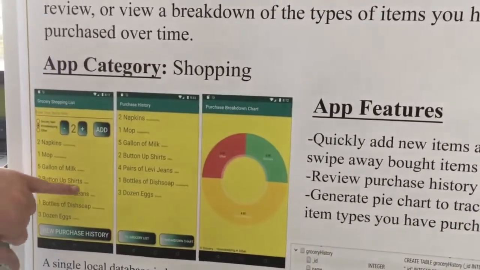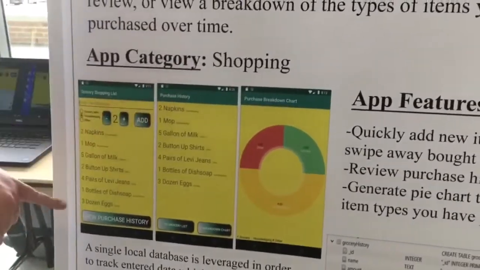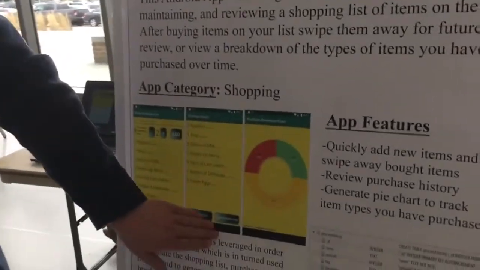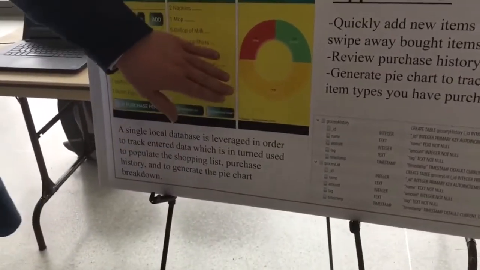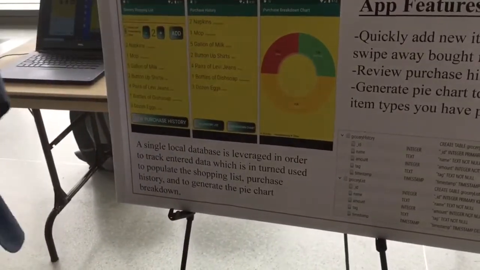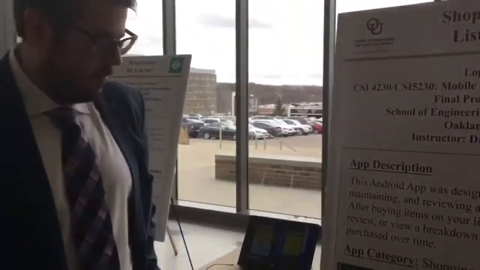So you could swipe out 2 button-up shirts, and it would appear up there, and the next one you take off would appear above it. Perfect. So you can go out of any order. Then when you hit the breakdown chart, there's a nice animated graph that will come up showing you how much of each item type you have purchased over time. Okay. Thank you. Very well.